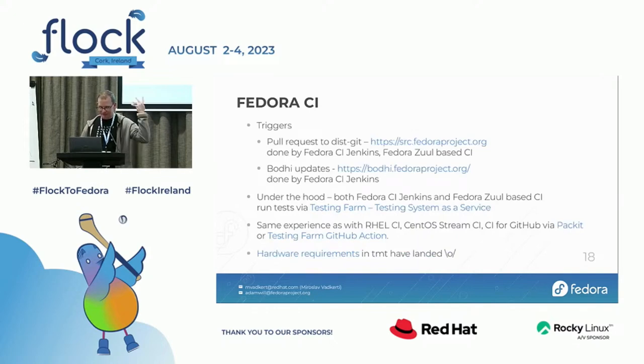Triggers. So this is kind of when you can run tests and where you can get results. Fedora CI can run on pull requests. If you actually do pull requests for your package, which some packages do, some don't, but if you use pull requests, you can have test runs.